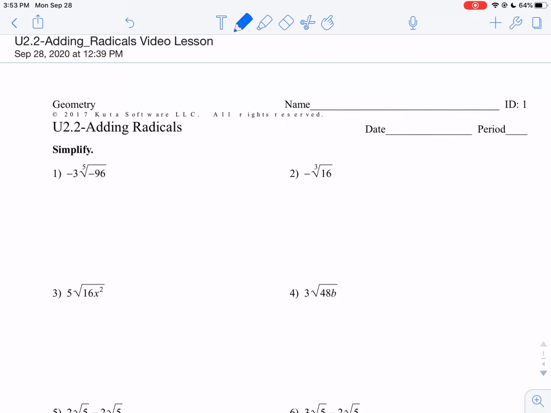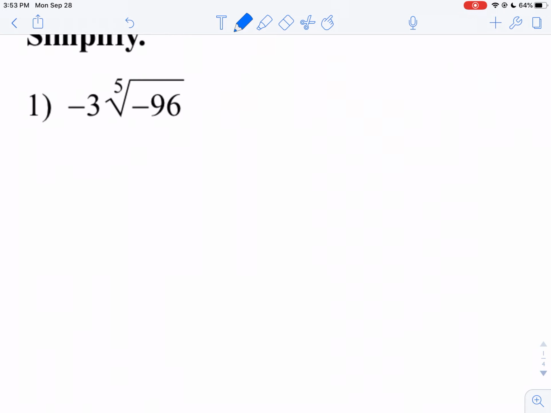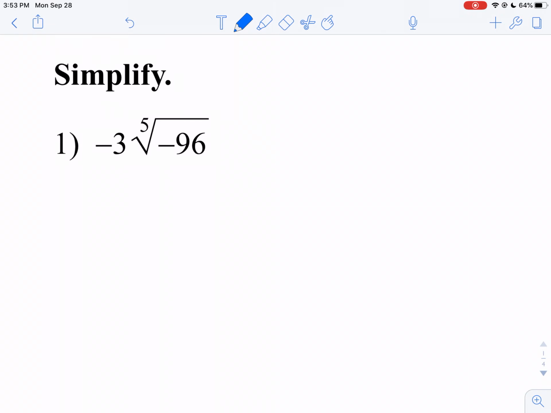So I'm going to go ahead and do this problem. I think you will ask me about this one, so let me quickly do this one for you. We're working with the fifth root. Fifth root means look for 5 of a kind. So the coefficient is negative 3. I'm just going to write it down.